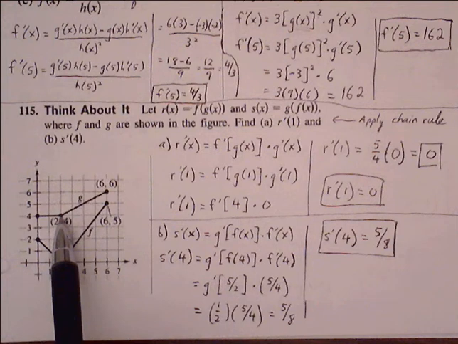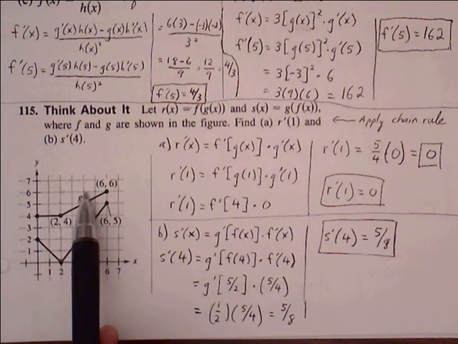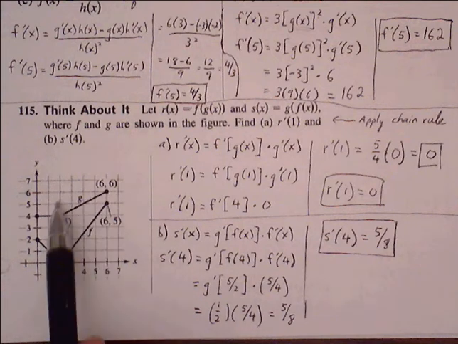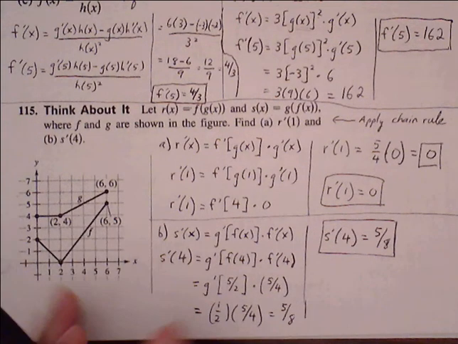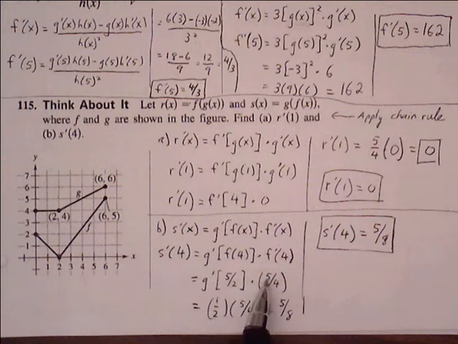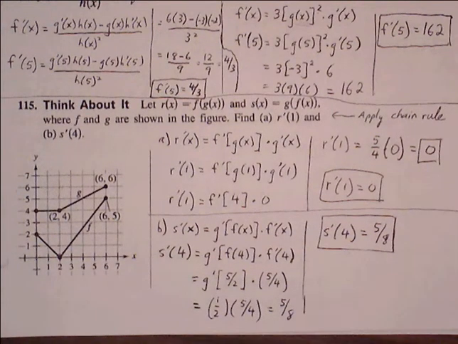So from here, I'm going to go rise over run, up 1, 2, over 1, 2, 3, 4. So 2 over 4 is 1/2. So replace g prime of 5/2 with 1/2. 1/2 times 5/4 is going to be 5/8. So s prime of 4 is equal to 5/8.